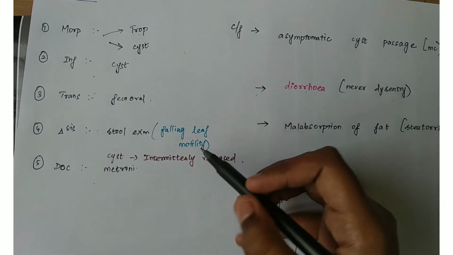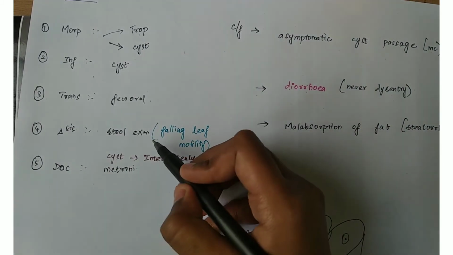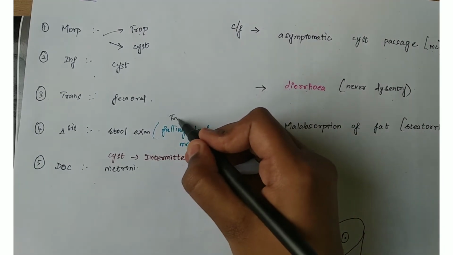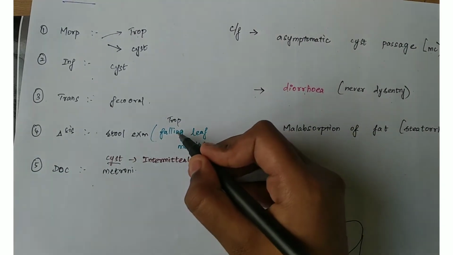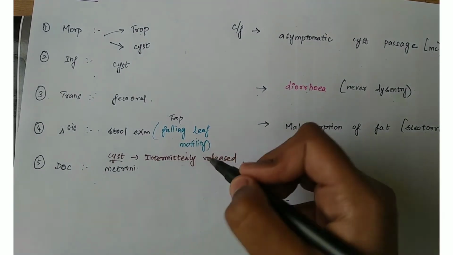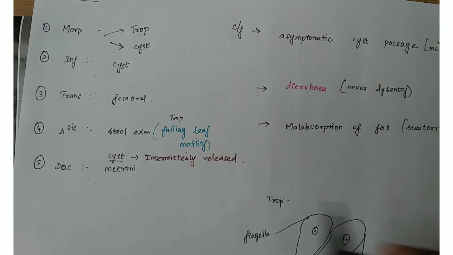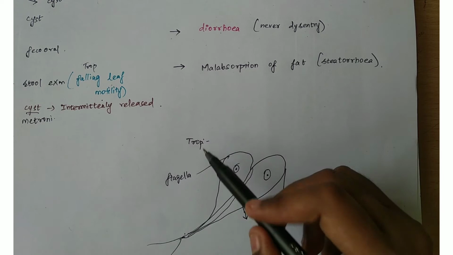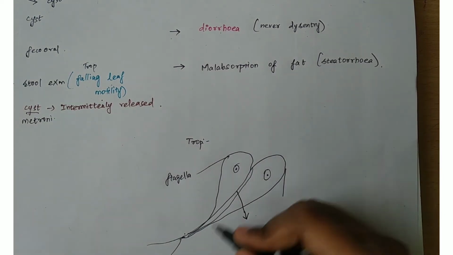One more thing in the diagnosis, I've told stool examination. In the stool examination there will be 2 forms. One is the trophozoite and the other one is the cyst. The trophozoites will show falling leaf motility and the cyst will be intermittently released in the stool. So this is the diagnosis, and the diagram of the trophozoite will be like this.